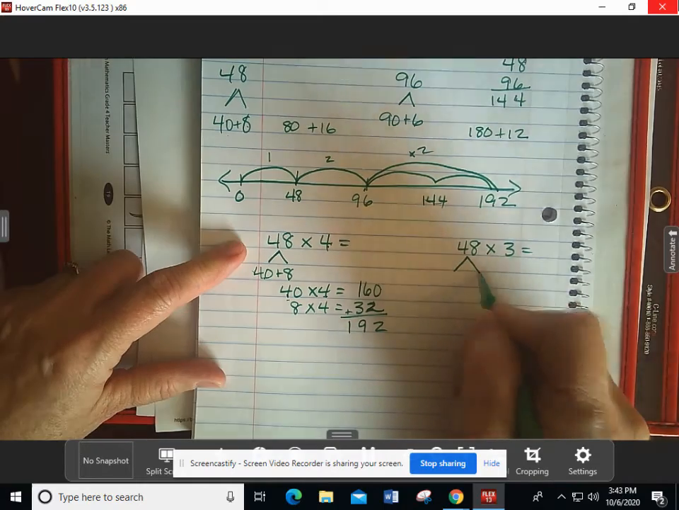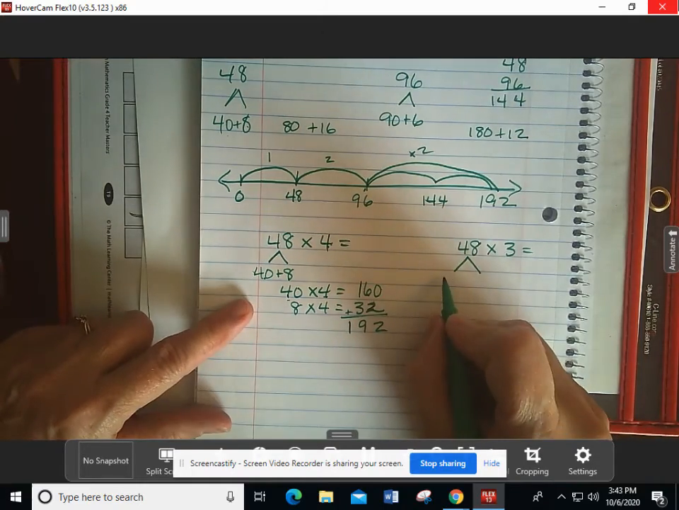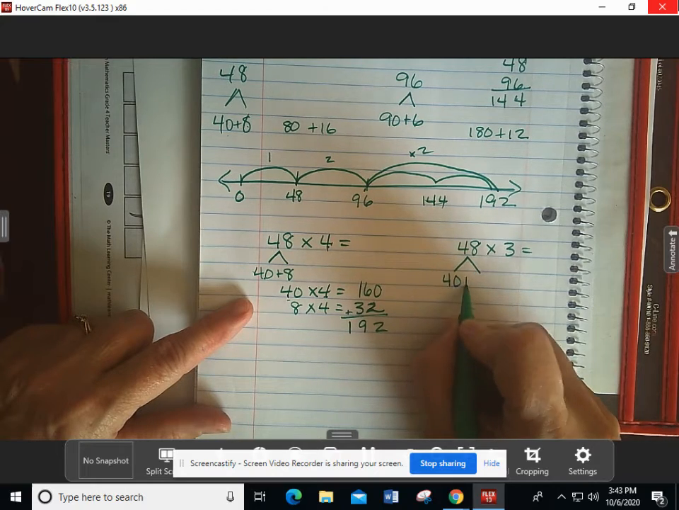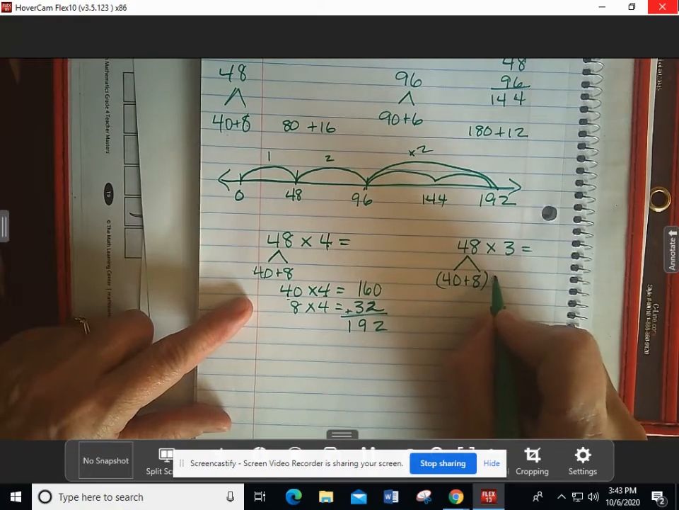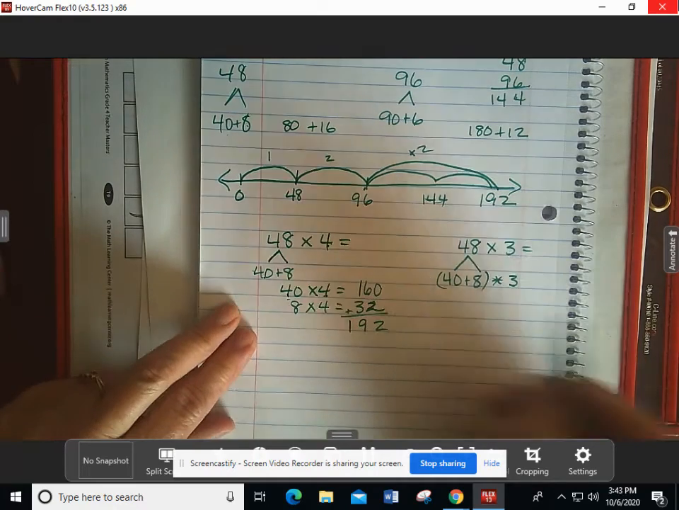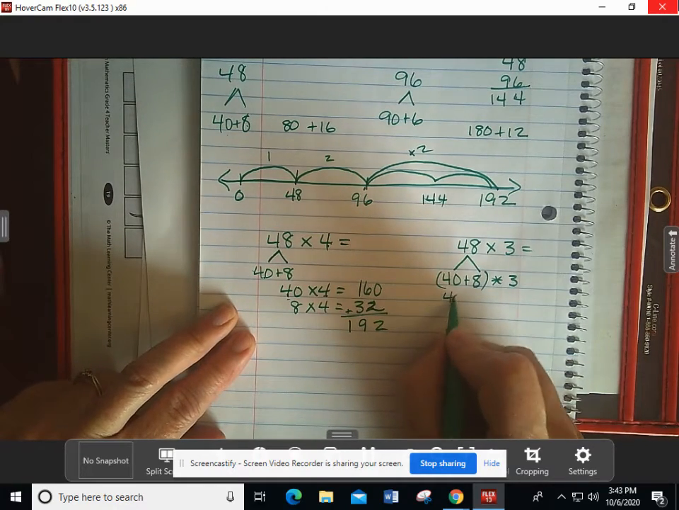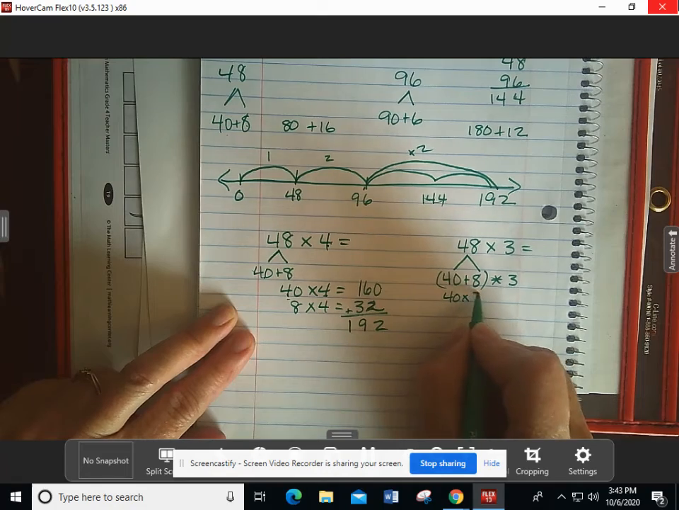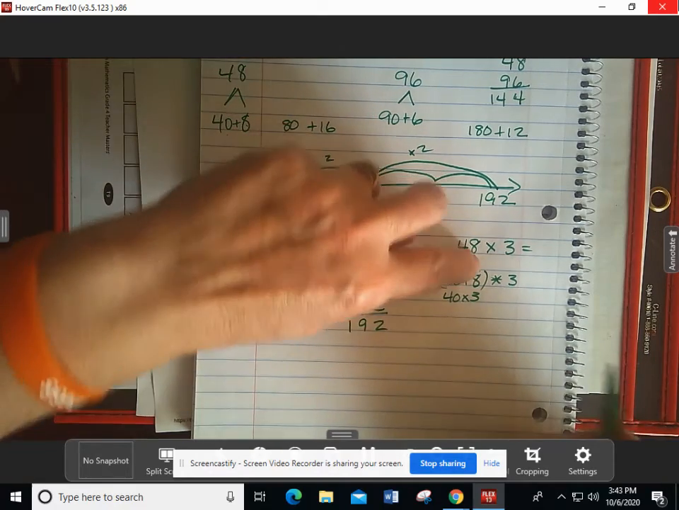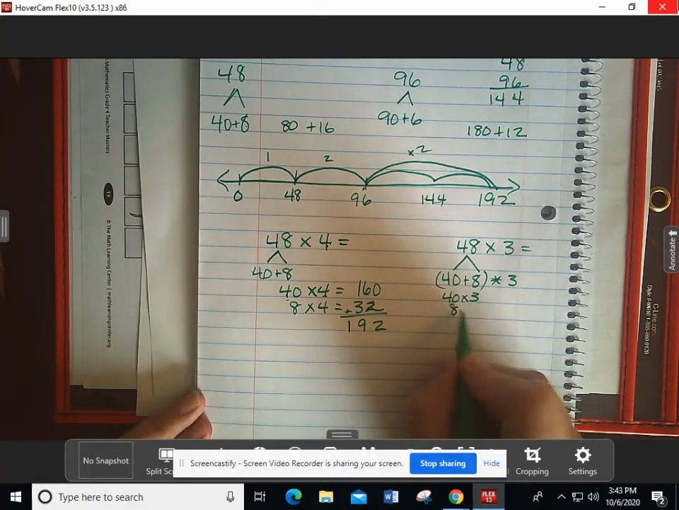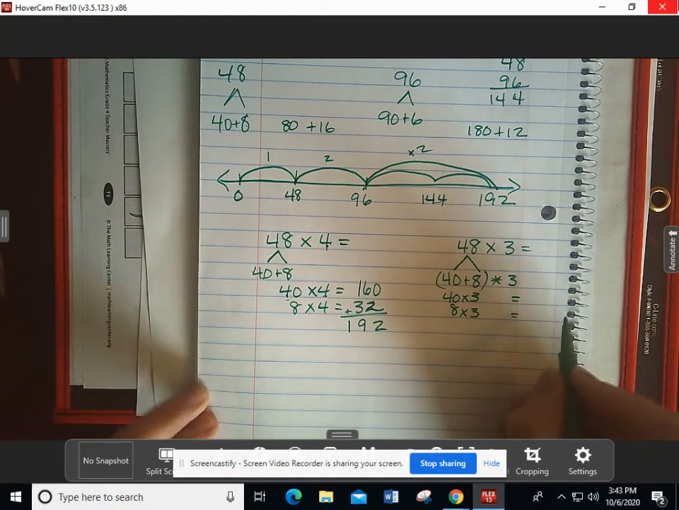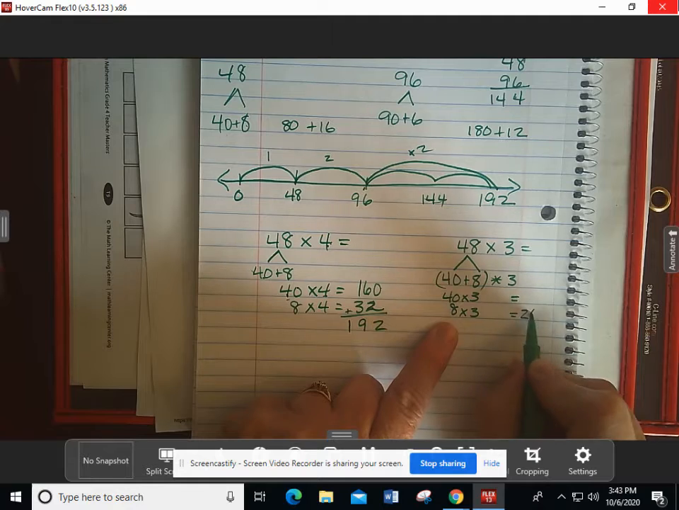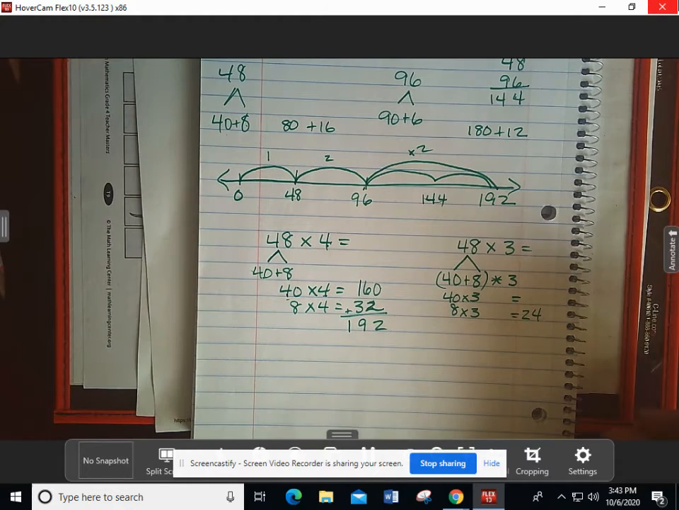Remember how to break 48 apart into easy to use numbers? We have 40 plus 8, and we still have to do the times 3. So let's get our first number, 40 times 3. We haven't multiplied the 8 yet, so now let's do 8 times 3. Well, the 8 times 3 is a little easier. That's 24. 40 times 3, that's an awfully big number.